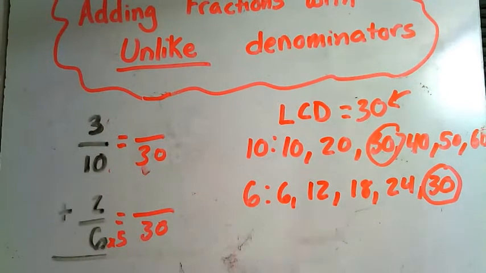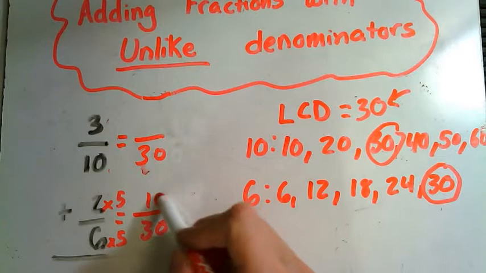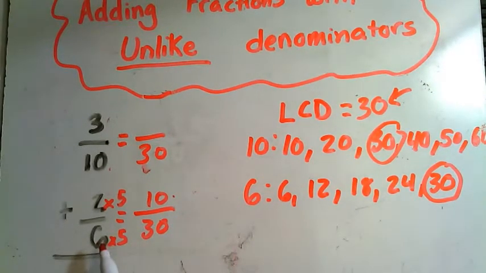If I don't remember that, I can always go over here and count. 1, 2, 3, 4, 5. Whatever I do to the bottom, I must do to the top. 2 times 5 equals 10. 10 thirtieths is my new equivalent fraction to 2 sixths.